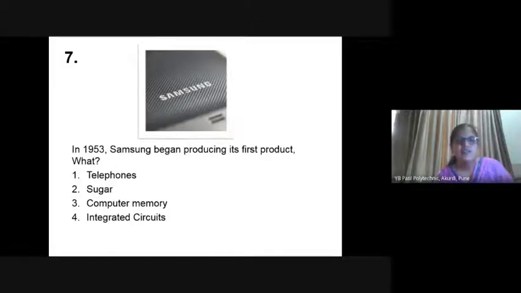Seventh question. In 1953, Samsung began producing its first product, what? First, telephones. Second, sugar. Third, computer memory. Fourth, integrated circuits. After noting down, please put OK or thumbs up sign.